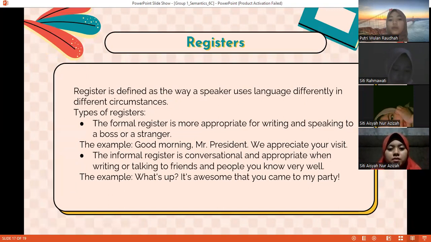And the last is about registers. So what is a register? Register is defined as the way a speaker uses language differently in different circumstances. Why differently? Because it is determined by factors such as social occasion, context, purpose, and also audience. Some linguists say that register is divided into two parts. The first one is the formal register, which is more appropriate for writing and speaking to a boss or a stranger. For example, good morning, Mr. President. We appreciate your visit.